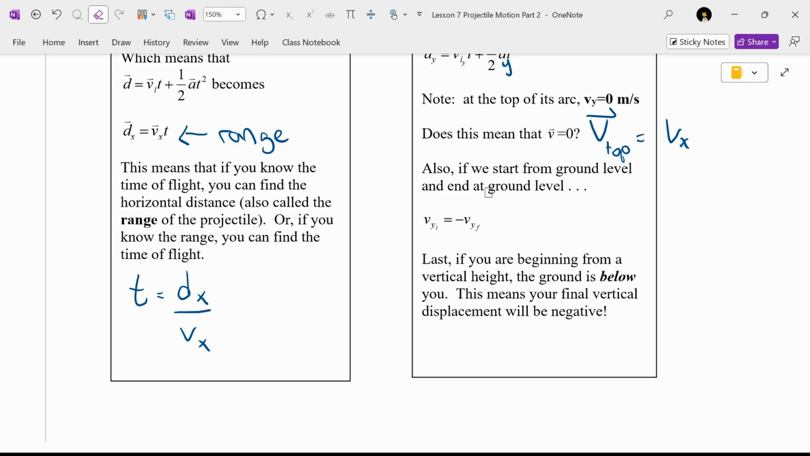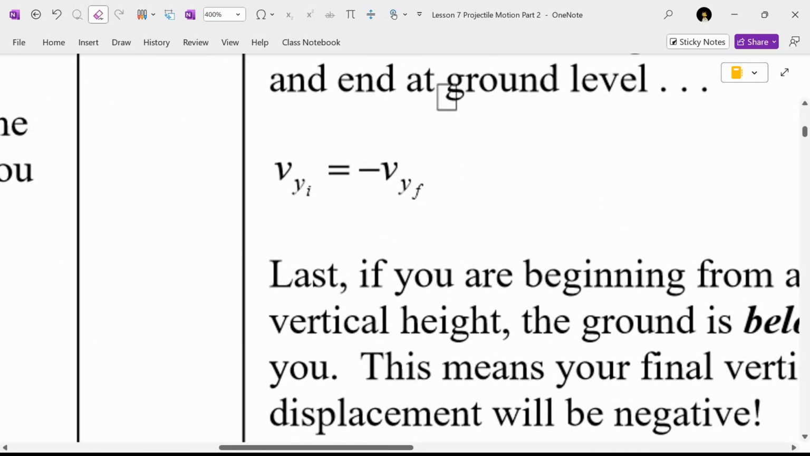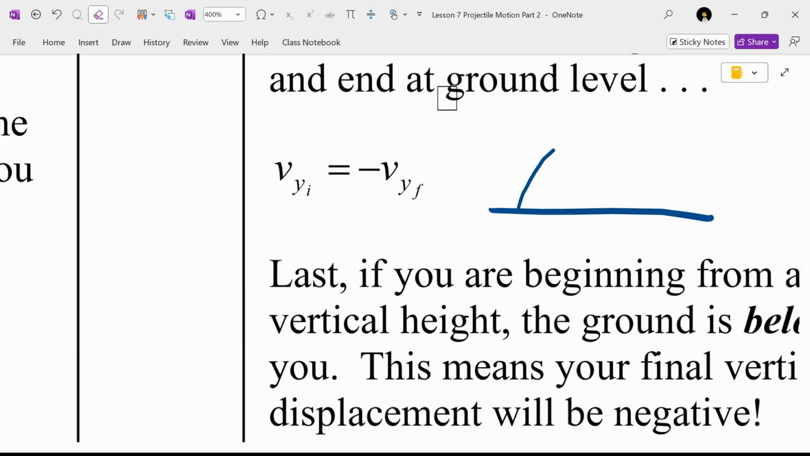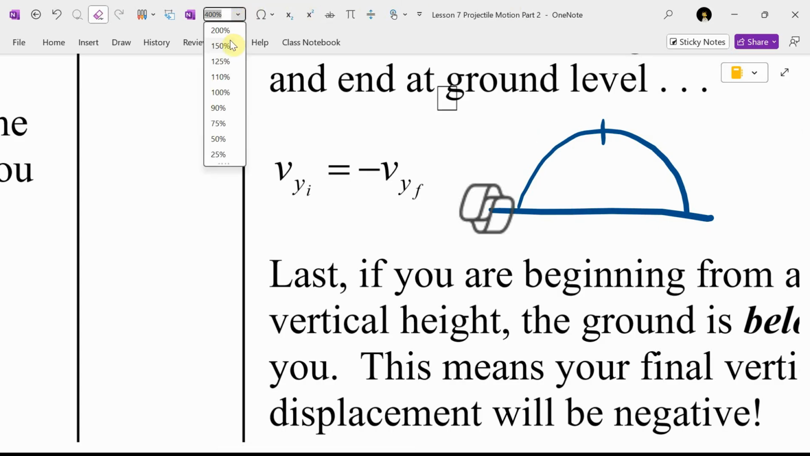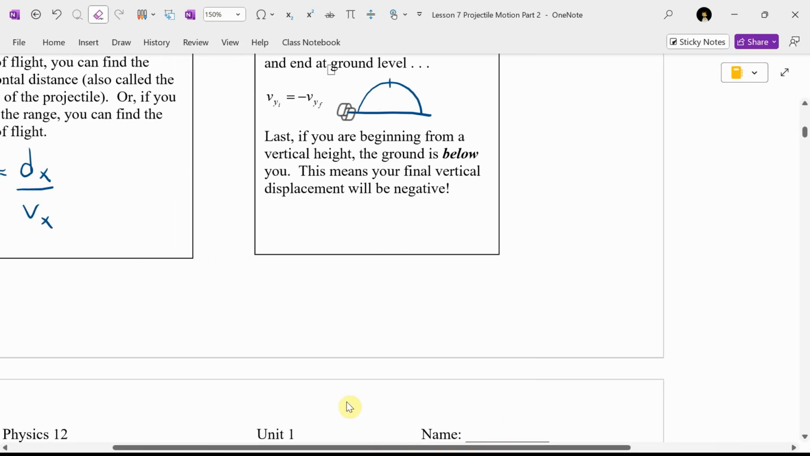Also, if you start on the ground and end on the ground, Vy initial is negative Vy final. What goes up must come down. That only works if you start on the ground and end on the ground, because your path will be symmetrical. Doesn't work from a cliff. Finally, if you're starting from a vertical height, a cliff, and you're ending up below from where you started, your dy will be negative when you list it in your table, because it's a displacement. That's something else you want to pay attention to.